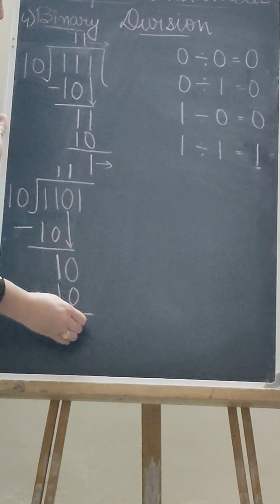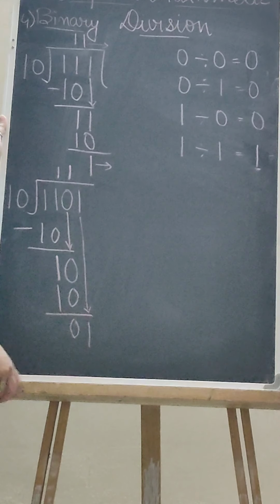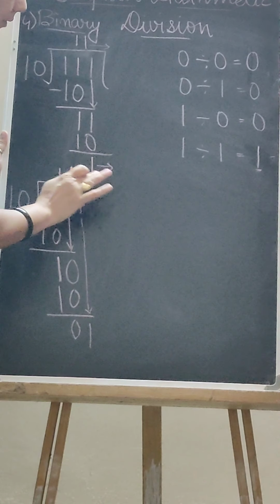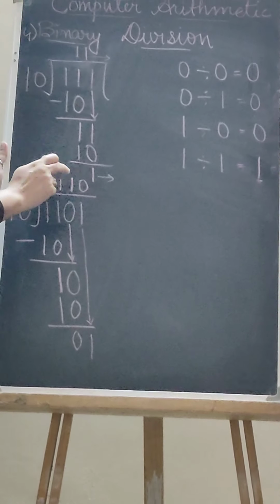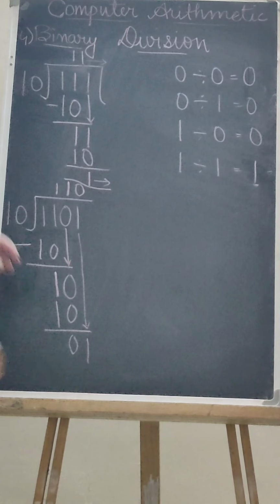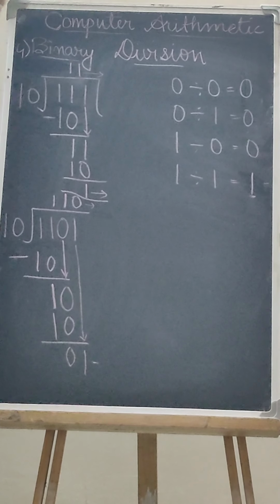So this will be 0 and this one will be written here. As this 1 is smaller than this, we cannot divide it further, and we have to put a 0 here. Right? So this is the remainder and this is the quotient. Like this you can do division.